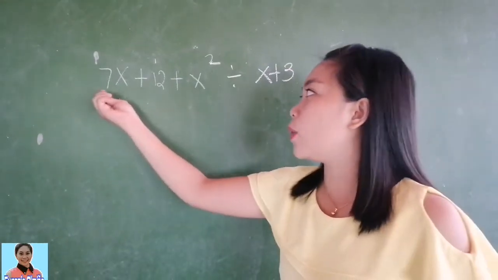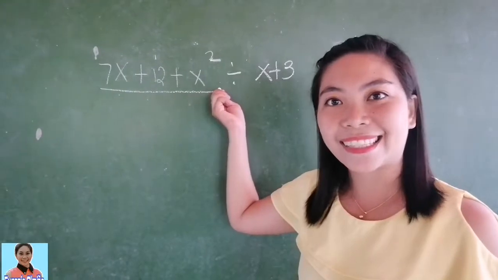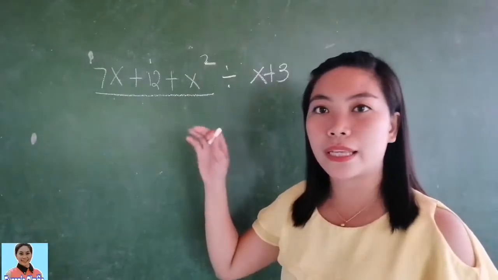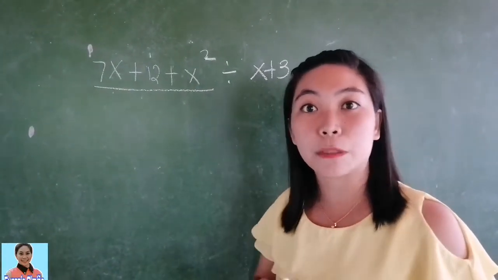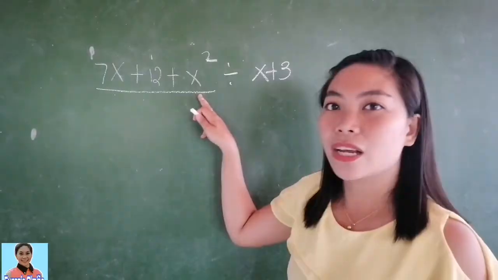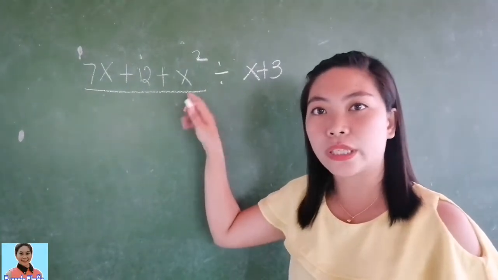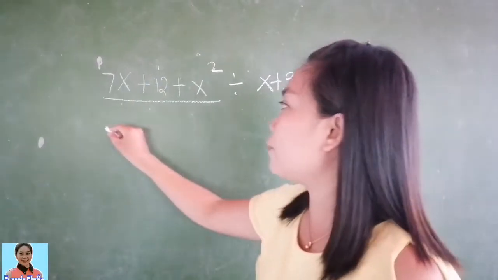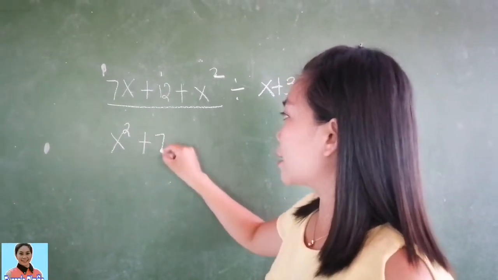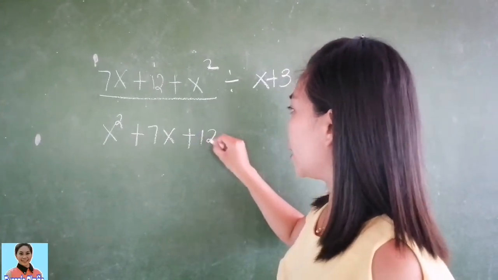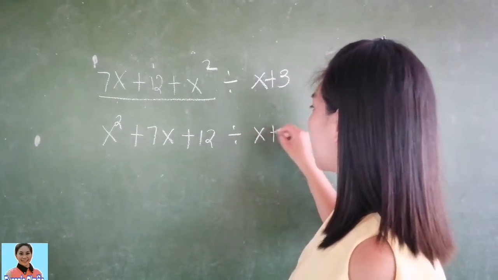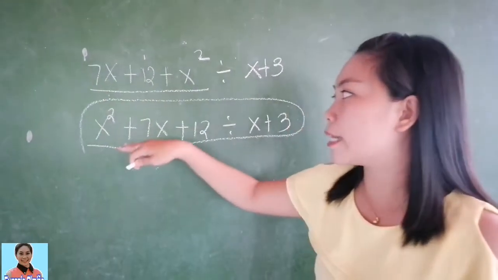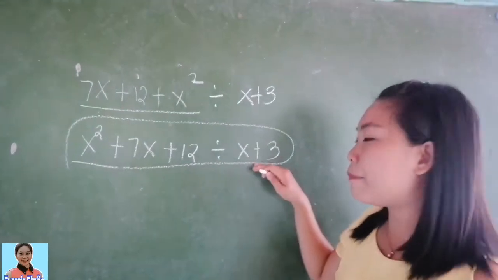Kung napapansin ninyo, our dividend here is not yet in order in terms of powers. So, pag sinabi natin powers, that is also called exponent. So, we have to arrange the exponents in descending order, from the greater value down to the lower value. So, you have x squared plus 7x plus 12 divided by x plus 3. Okay, ito na ngayon yung magiging terms natin, a polynomial divided by a binomial.